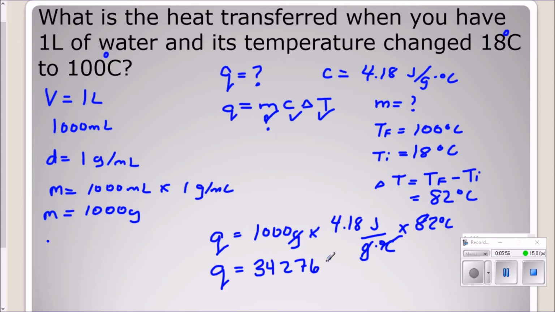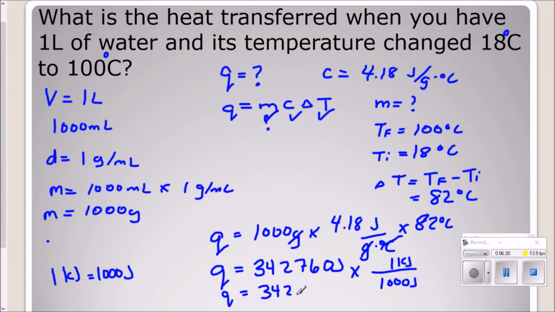Now, I never want you to leave a number that big. One thing we can do is convert this back to kilojoules. Now, if you remember, 1 kilojoule is equal to 1,000 joules. So we're going to do a little bit of unit cancellation here, times 1 kilojoule on the top, 1,000 joules on the bottom, and the answer we get is 342.76 kilojoules.